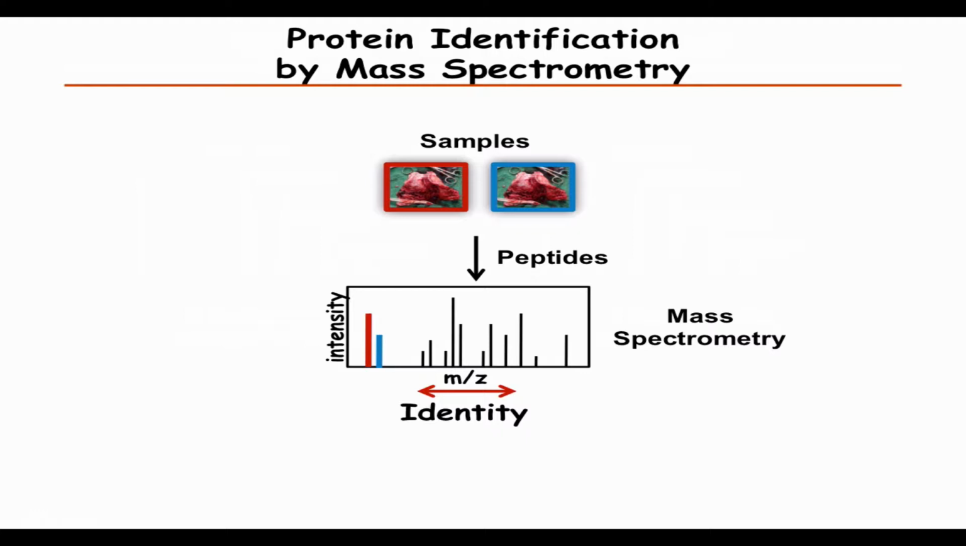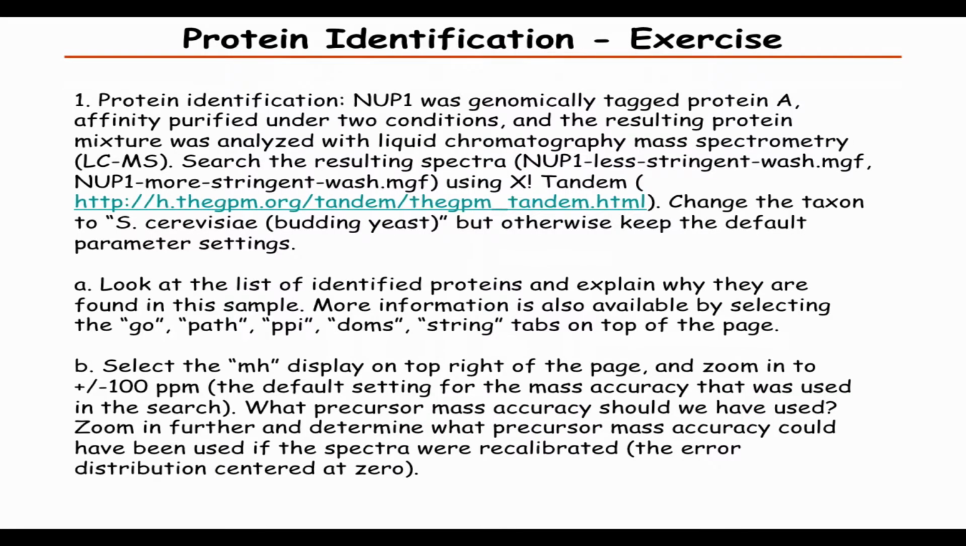The other problem is that we don't get fragmentation between each pair of amino acids in a peptide. So we have missing information also. And the easiest way to fill in this missing information is if you have a database.